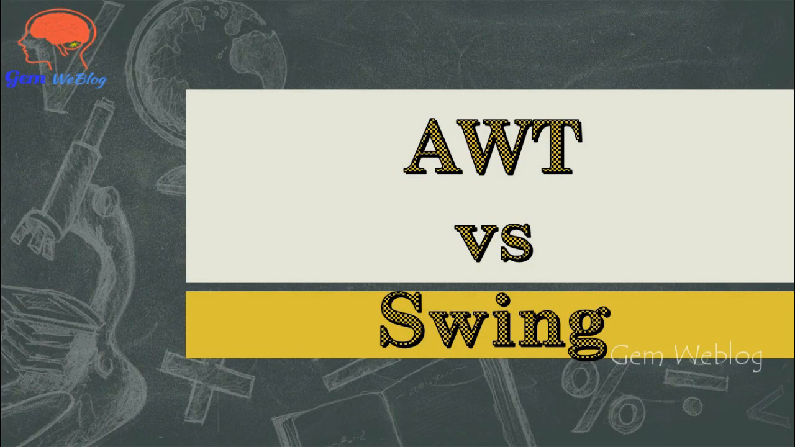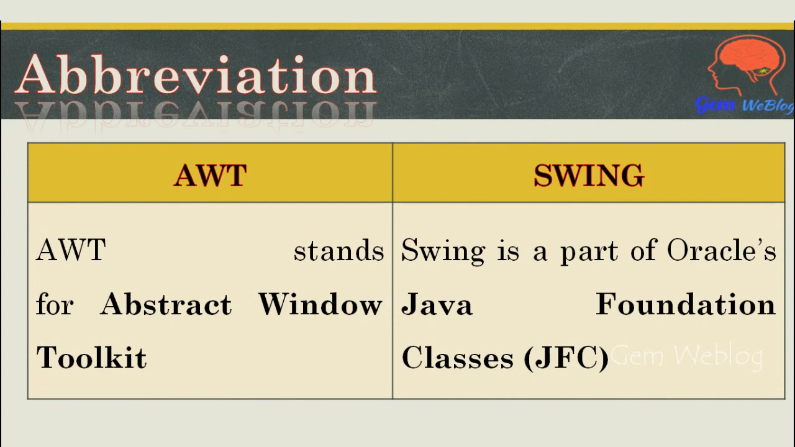Welcome to GemWeb blog. In this video, we are going to see the difference between AWT and Swing. What is meant by AWT? It stands for Abstract Window Toolkit. What is meant by Swing? It is a part of Oracle's Java Foundation Classes, JFC.